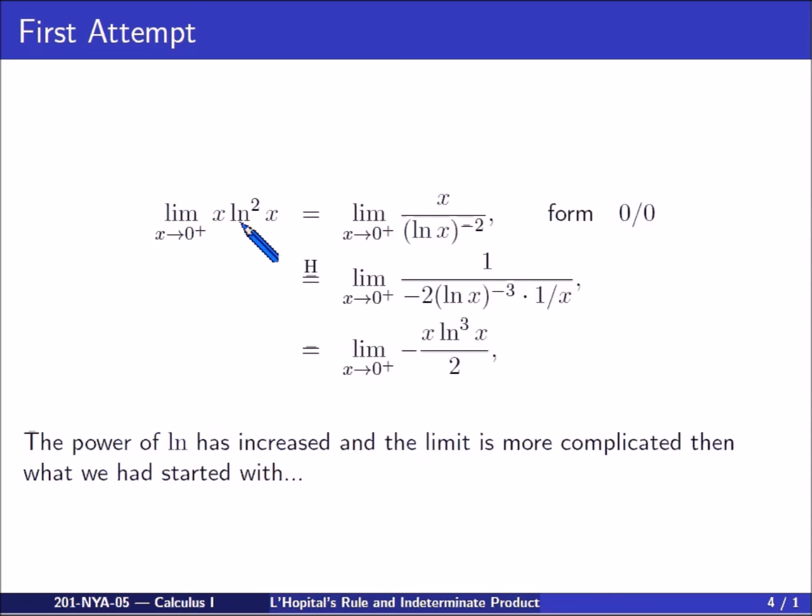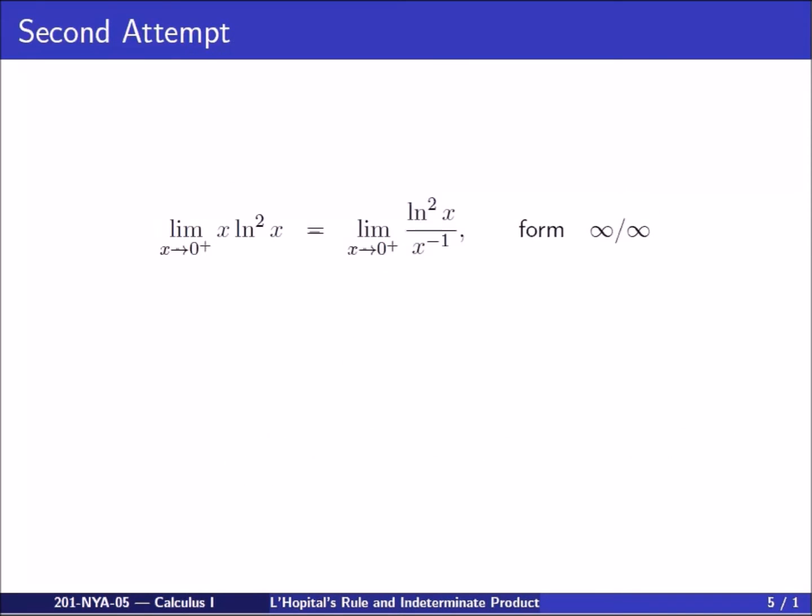So that means we backtrack, and instead of sending ln squared of x in the denominator, we're going to send x instead. So if we do this, in the denominator we get x to the minus 1, and that goes to infinity.